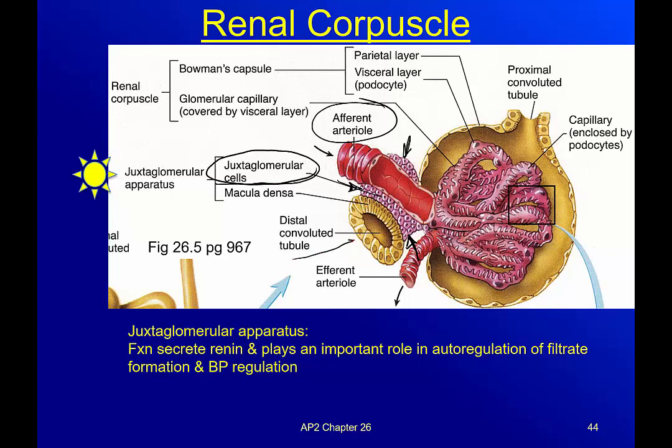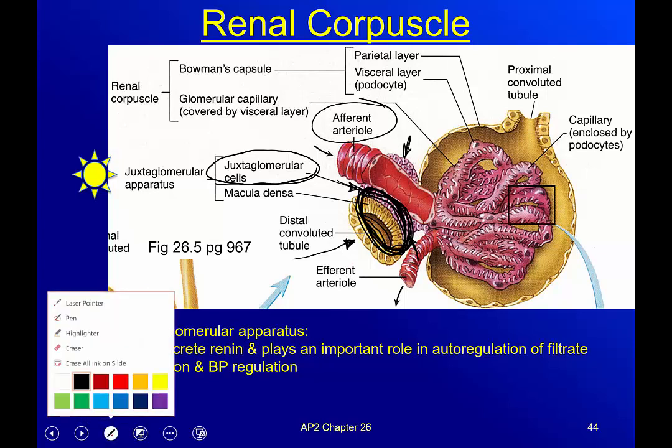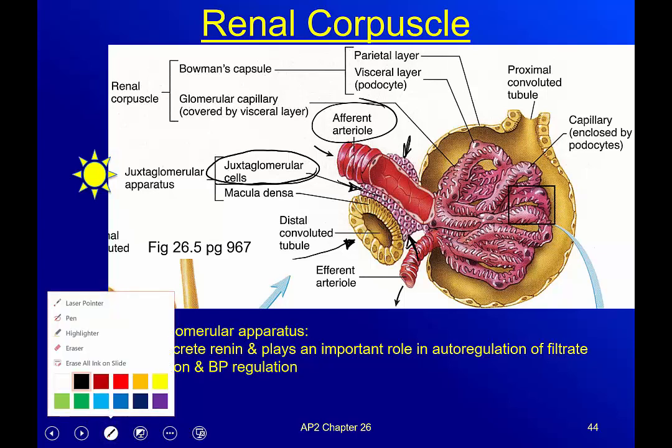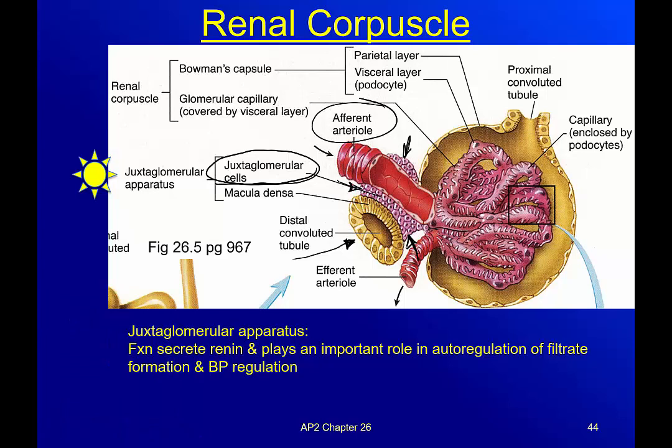As well, this is part of my distal convoluted tubule. Do you see this set of cells here? They look really, really tightly packed. And they are part of the wall of the distal convoluted tubule. They are also right next to these juxtaglomerular cells. I mean, they're right next door to each other. You can see that right there. These are the macula densa. Together, they make something called the juxtaglomerular apparatus.